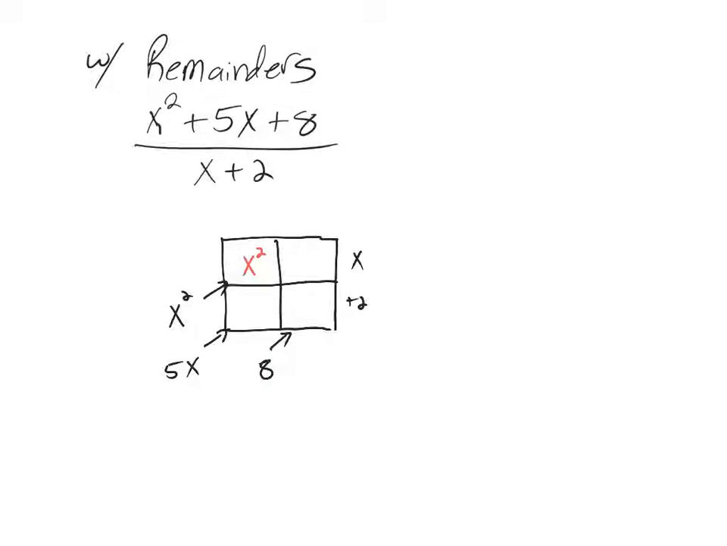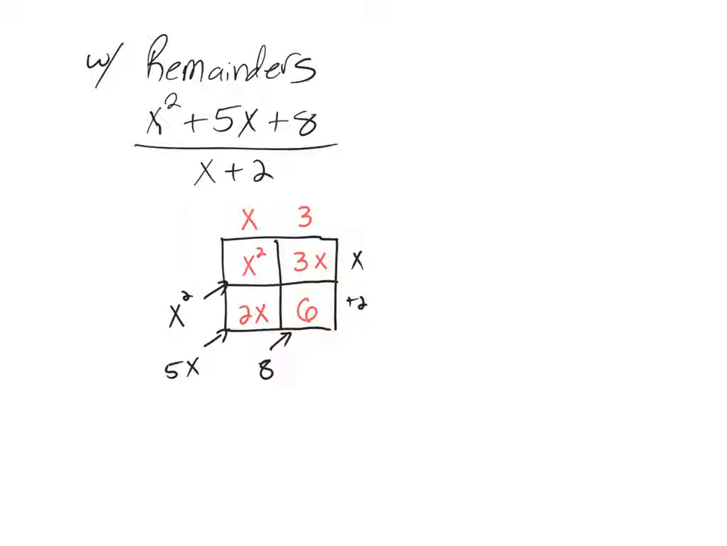So something times x is x squared. That something's got to be x. x times 2 is 2x. The diagonals must add up to 5, so this has got to be a 3x, which means that up top we've got a 3. And if I use multiplication to get this bottom box, 3 times 2 ends up being 6.